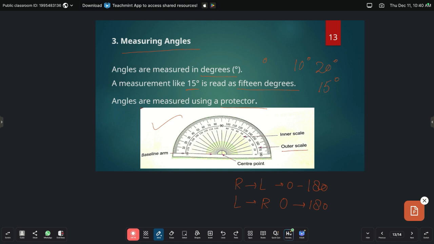The outer reading is called the outer scale and the inner reading is called the inner scale. Here it has a small line that is called the center point. And the line that is here is called the baseline arm, or we can simply name it as a baseline. So while measuring an angle, we have to keep these things in mind: the center point, the outer scale and the inner scale, and the baseline. Got it, boys?